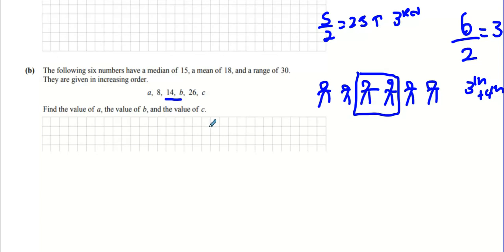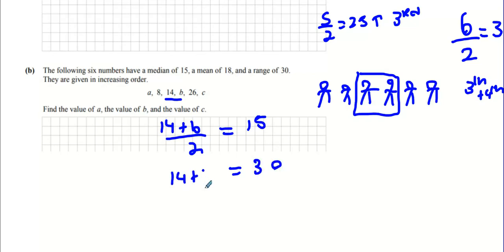Okay. So we're saying 14 plus b divided by 2 equals 15. 2 is division on the left, which makes it multiplication on the right. So 2 times 15 is 30. 14 plus b is 30. This implies that b must be equal to 16. Okay, so we got b equals 16 to start off with.